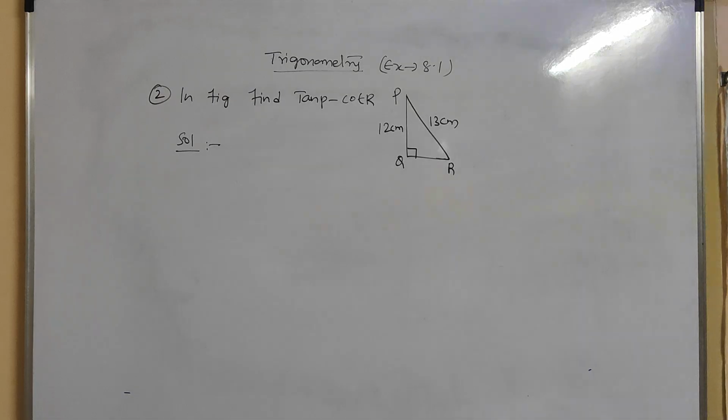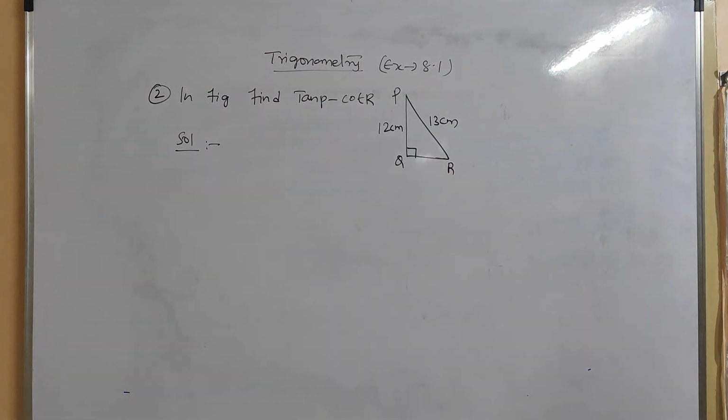Today we are going to discuss exercise 8.1 of 10th class mathematics. The topic is trigonometry, and I want to talk about question number 2. See what is there on the board, you please check. Some figure is given and they are asking to find tan P minus cot R.